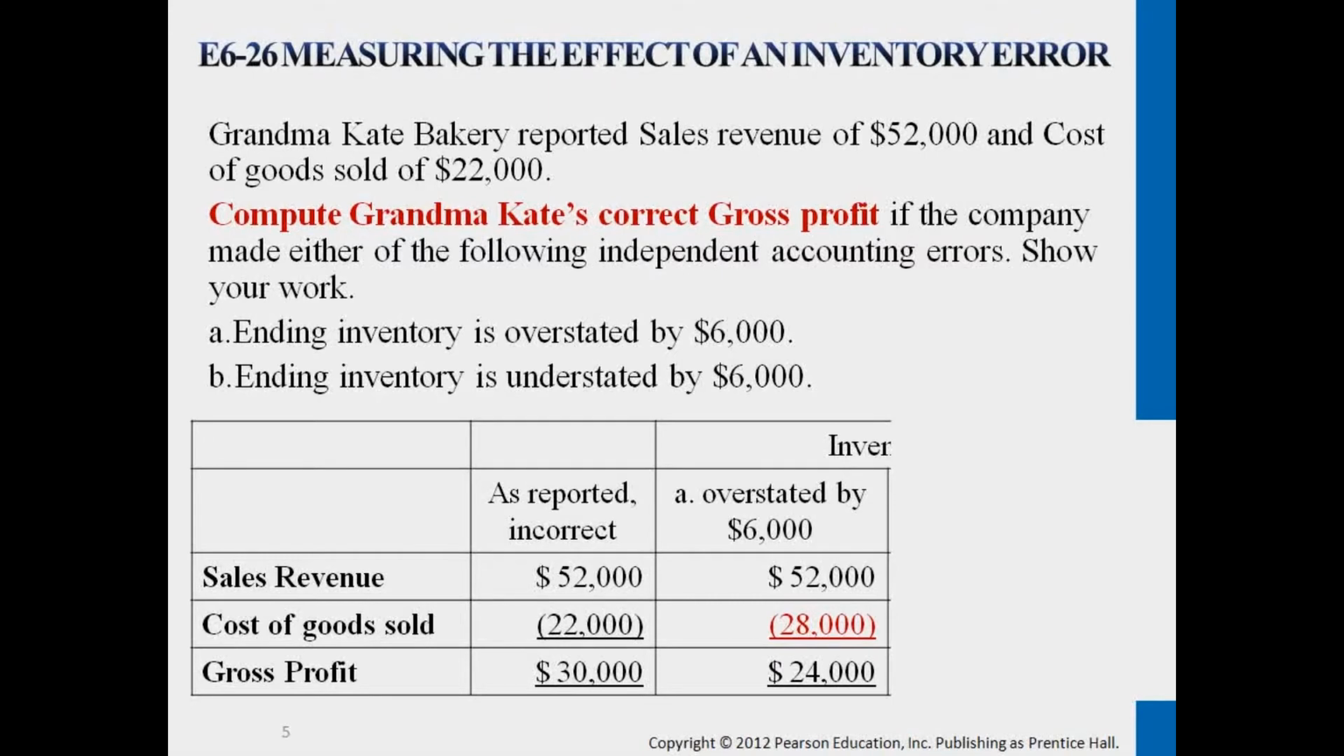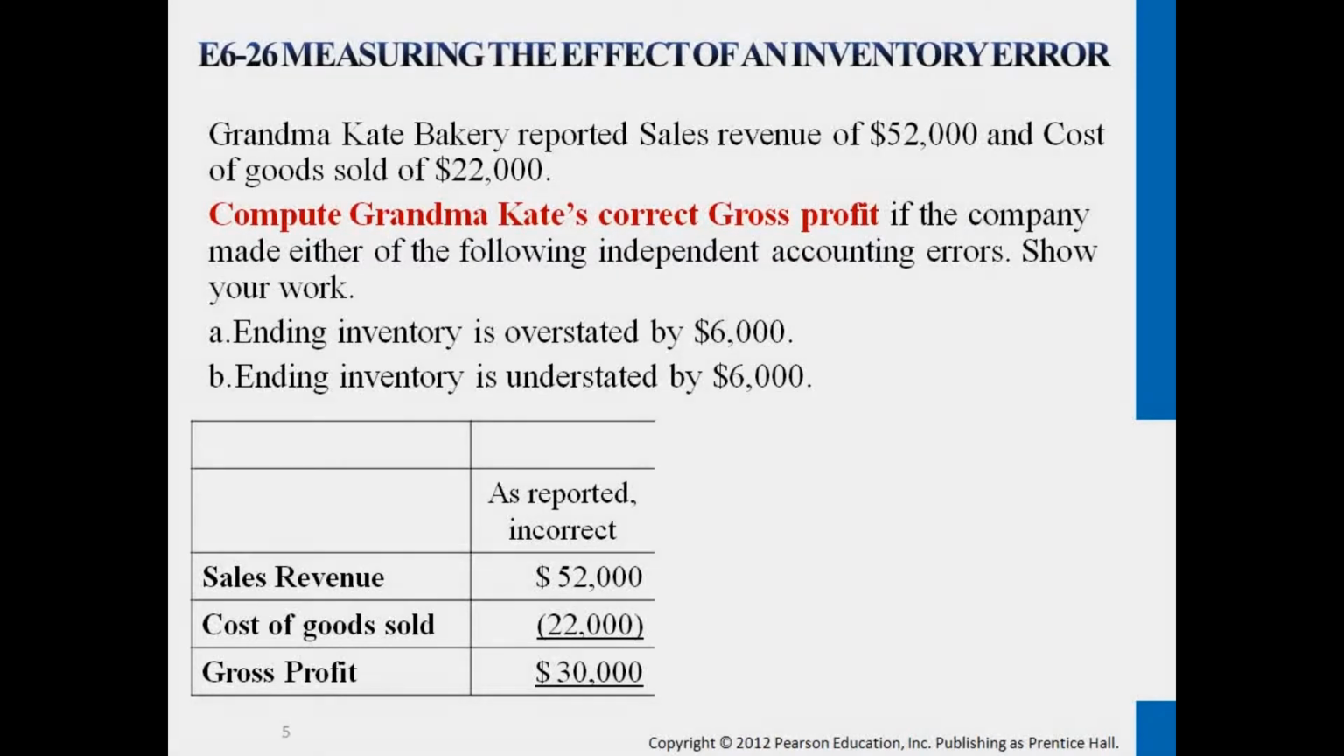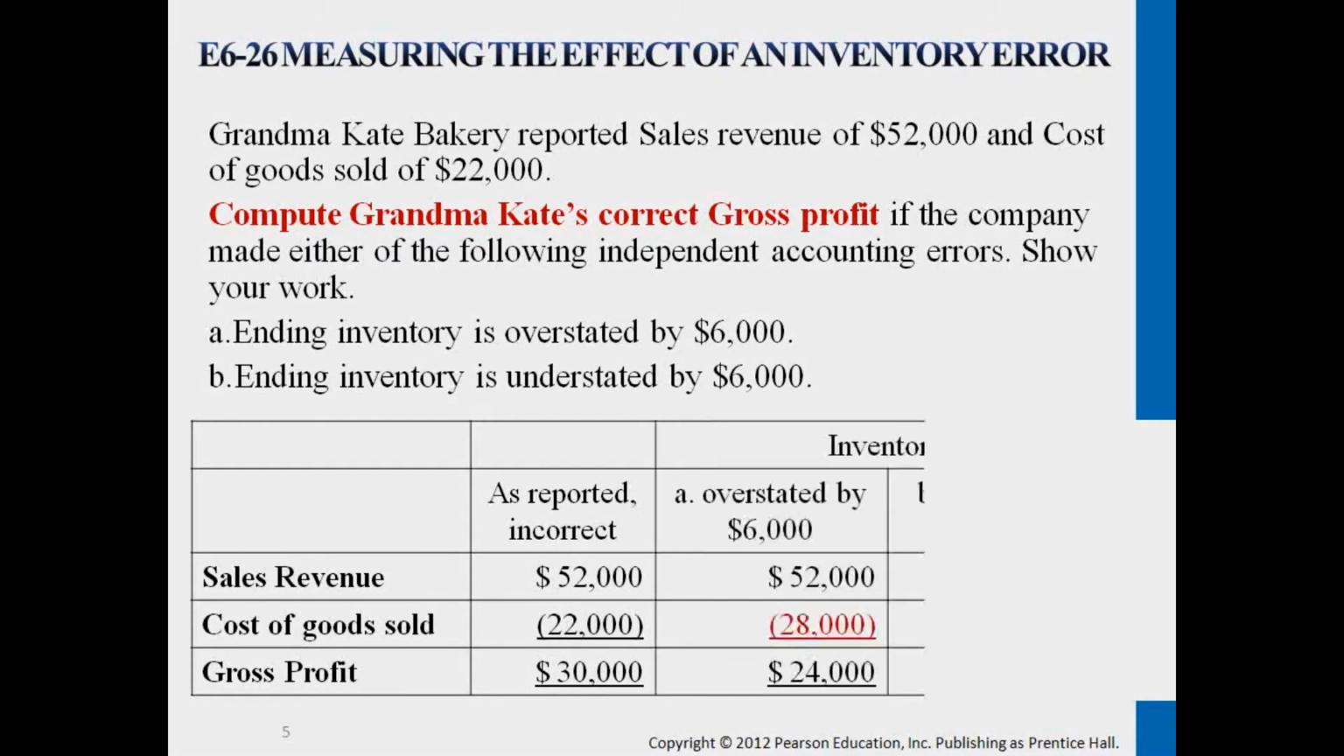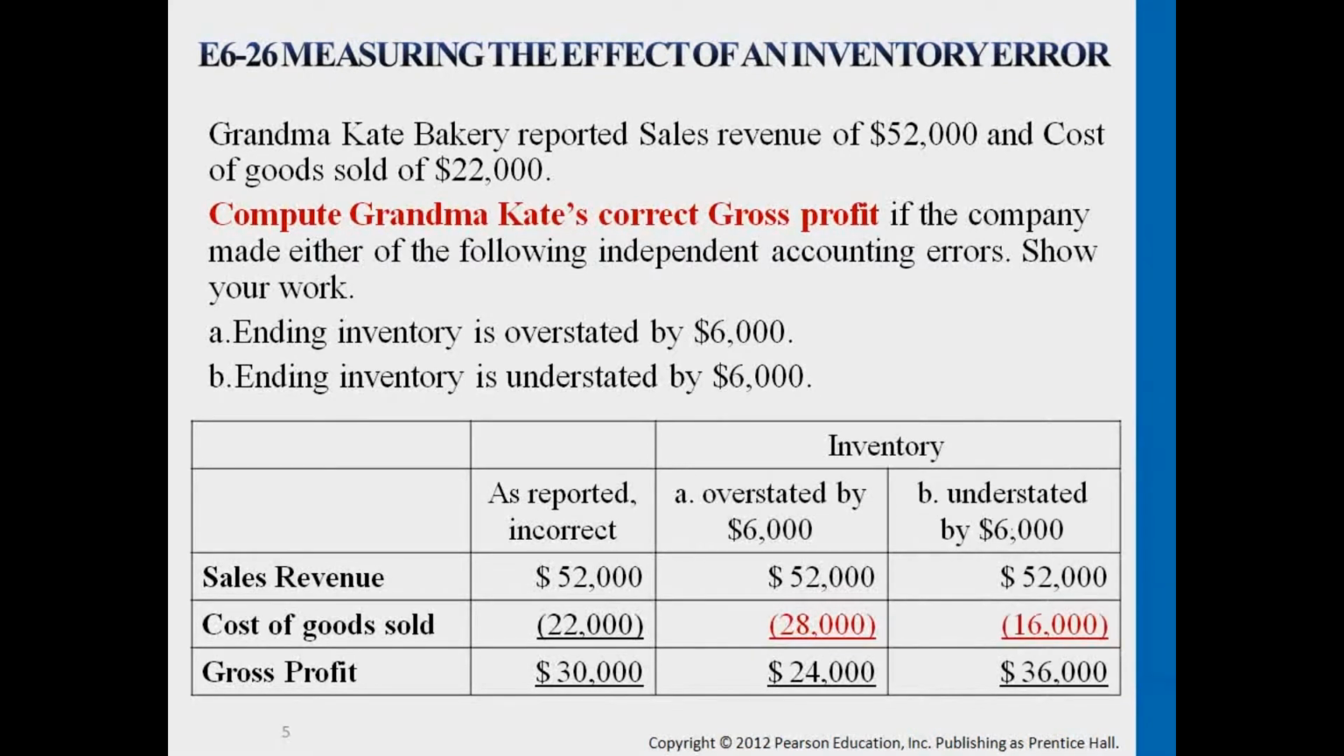What about B? Another example, if inventory is understated now, what we have in our warehouse is understated. That means what we recognized as the cost that we sold out to customers is overstated. So if we come back to this example here, let's say this is overstated by $6,000. What is the correct amount? We have to subtract $6,000. So we have $16,000 here. What about gross profit? Add it back, goes up, right? So it becomes $36,000. So the second situation is an understatement example.